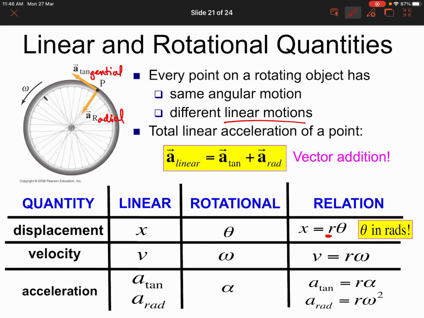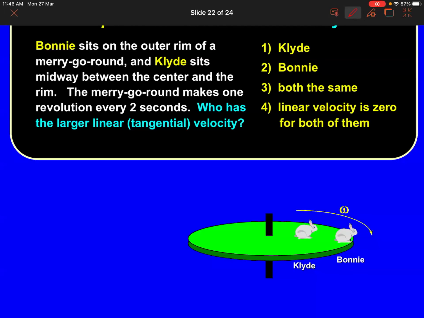Okay, so let's look at a conceptual example to distinguish between these linear and rotational quantities. So say here you have a turntable. There are two rabbits. Bonnie sits on the outer rim. So that's Bonnie there. And Clyde sits somewhere midway between the center and the rim. And the merry-go-round makes one revolution every 2 seconds. Who has a larger linear velocity?